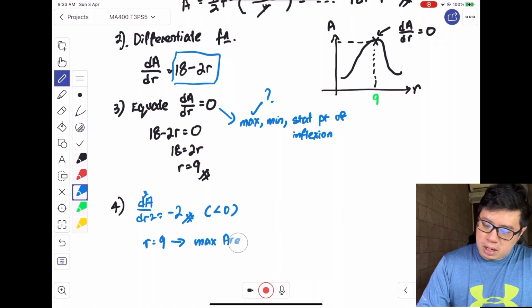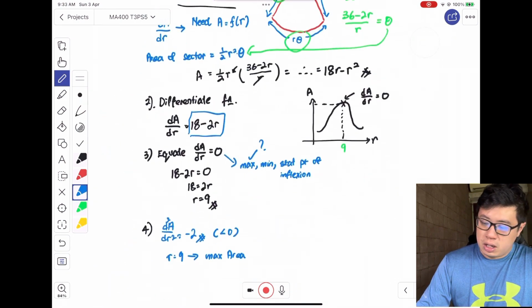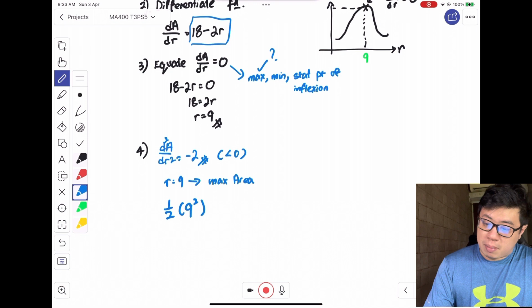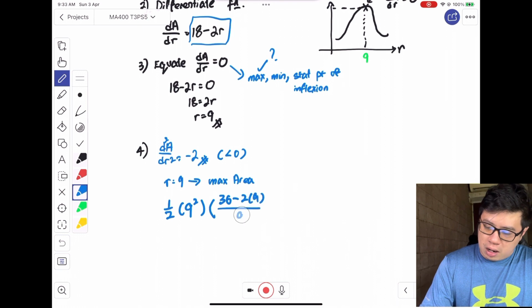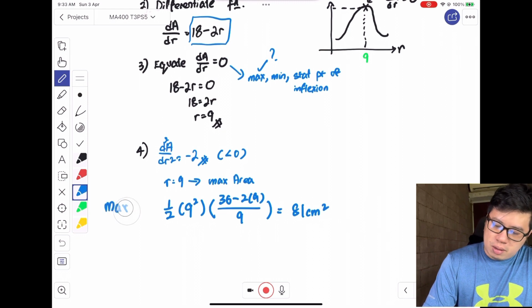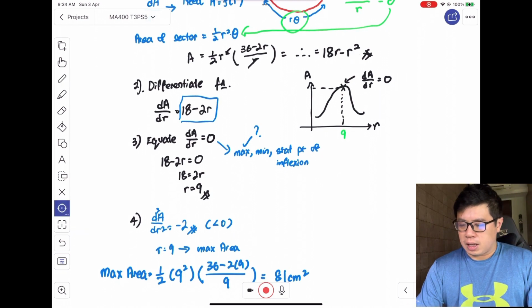Because the question requires us to find the maximum area, just substitute into area equals half r squared multiplied by theta. Don't forget that theta is 36 minus 2r over r, and the final answer should be 81 cm squared. This is your maximum area by substituting into the formula earlier. Okay, thank you.